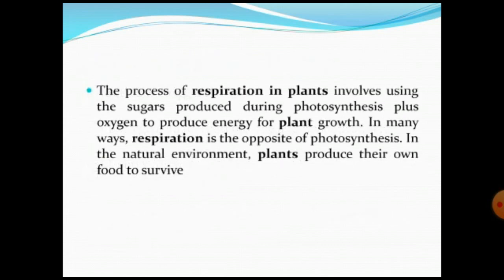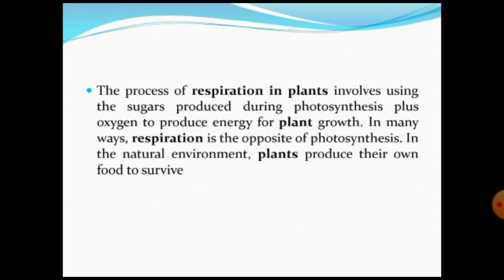The process of respiration in plants involves the sugars produced during photosynthesis. Sugar means the glucose, the digested food in the body, plus oxygen to produce energy for plant growth. Yes, now they use sugars, that is the digested food, and oxygen for the process of respiration.